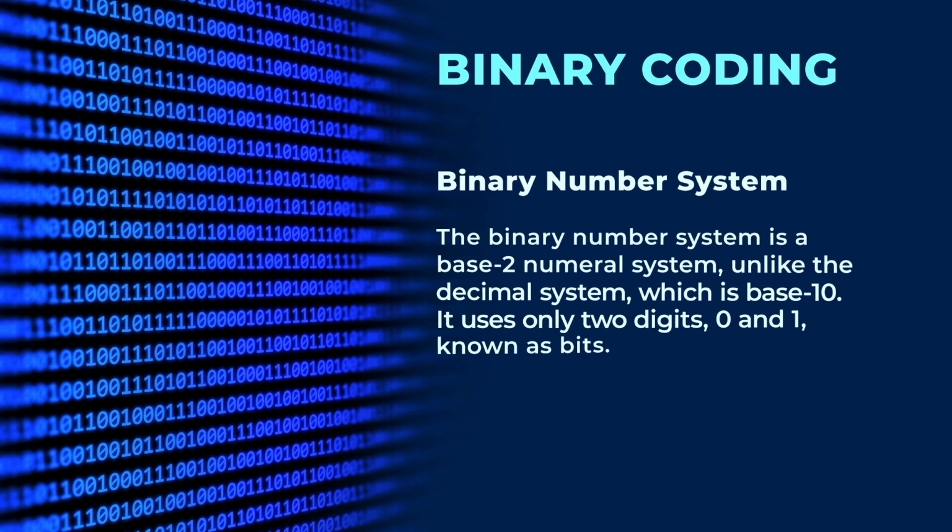Now, we discuss the binary number system. Here is the definition of the binary number system. The binary number system is a base 2 numeral system, unlike the decimal system which is base 10. It uses only 2 digits, 0 and 1, known as bits. Decimal to binary conversion: convert a decimal number to a binary number by repeatedly dividing the number by 2 and recording the remainder. Binary to decimal conversion.